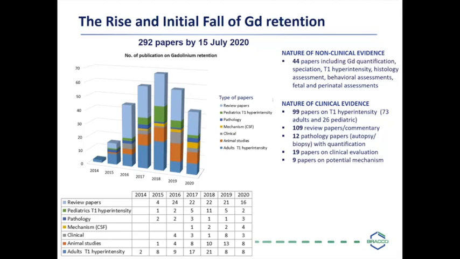A final observation is that the number of animal studies is also approaching 50, and the vast majority of these studies have been performed by companies involved with the development and sales of GBCAs.